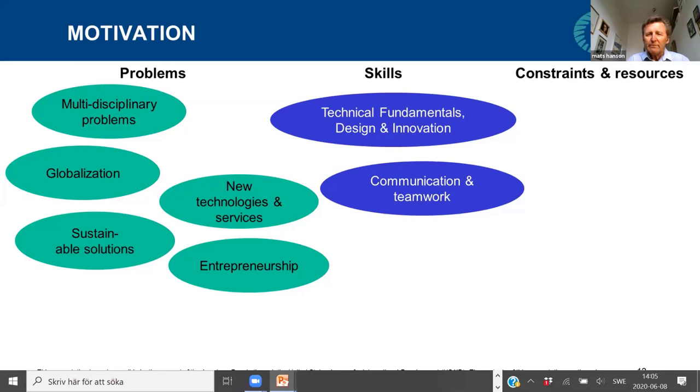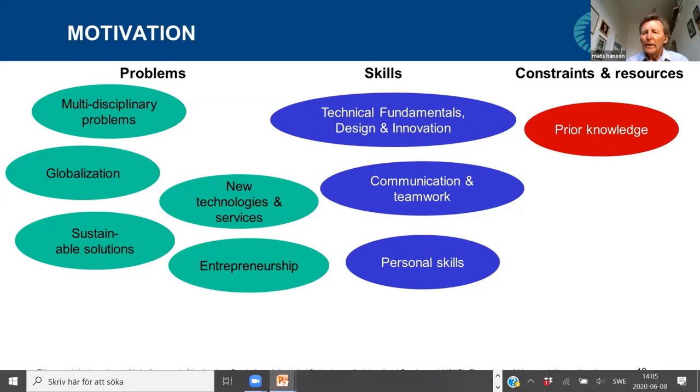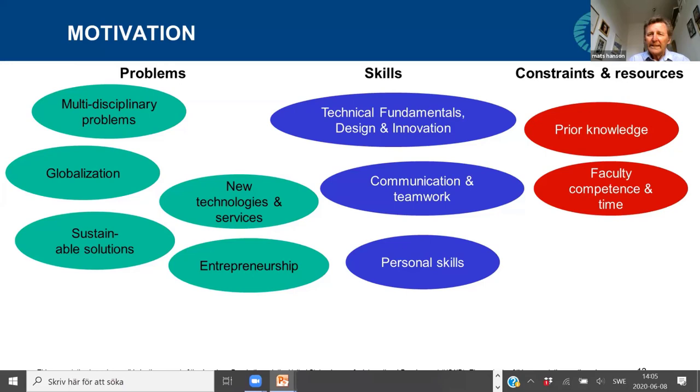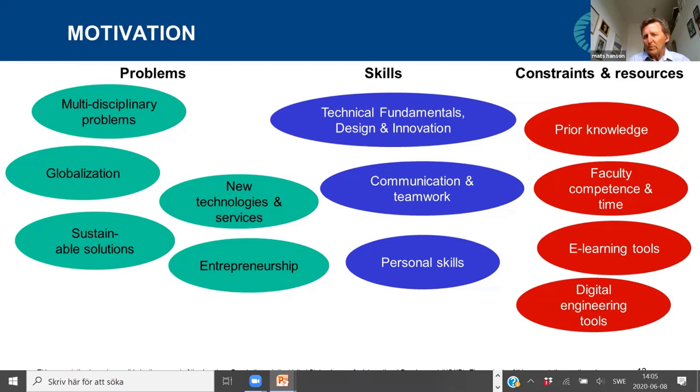And we had some constraints and resources too: prior knowledge, faculty competence and time. Engineering education was not so popular in the 80s and 90s. Maybe we didn't recruit the best students. So we had many things. And then e-learning came up also, 20 years ago. Now we are using e-learning because of the virus, but we were thinking about e-learning tools already 20 years ago. But this is not the point.